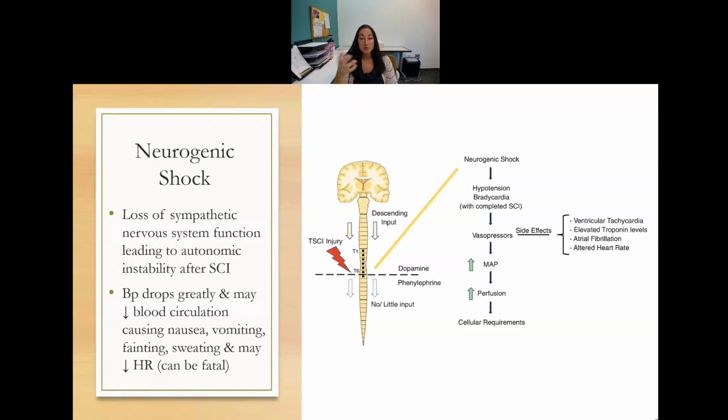reverse this process. So they go into shock, the blood pressure drops, the heart rate drops, and then once vasopressors are given, it starts to elevate the heart rate and kind of return everything to baseline and be able to deliver the cells what they need, oxygen primarily and other nutrients, and return to more of a normal state.